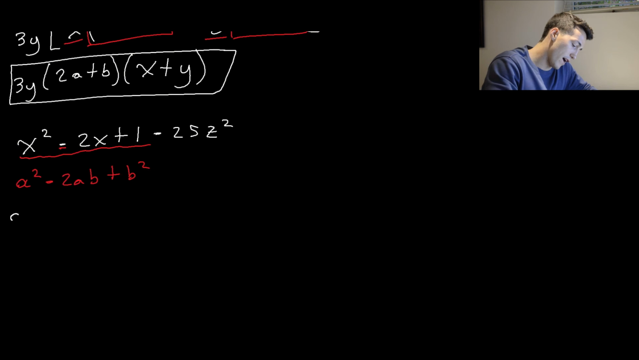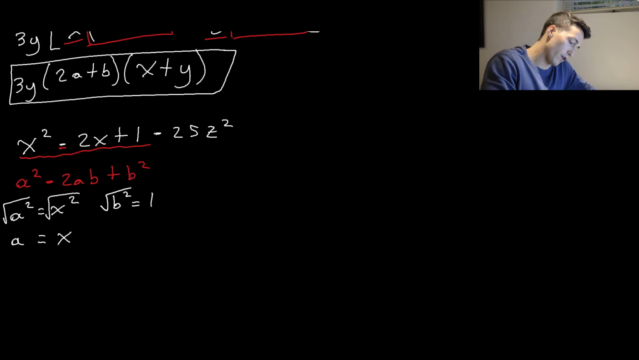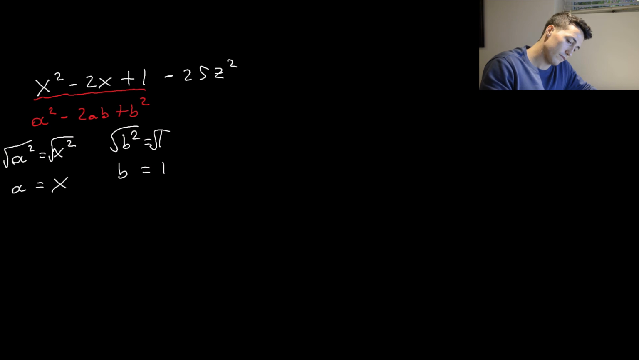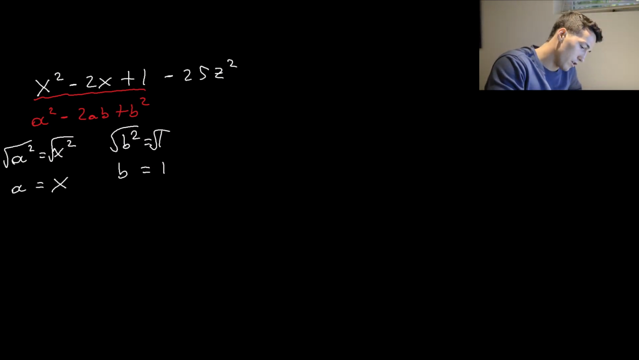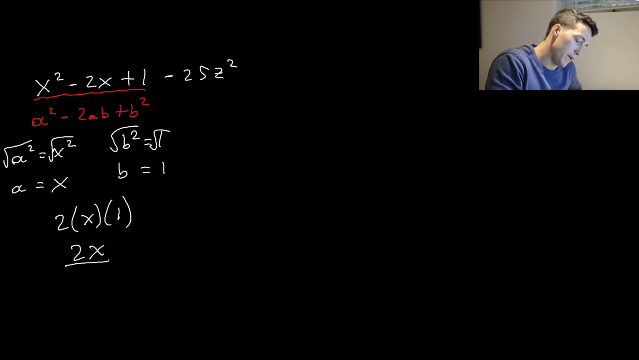So if we were to do that, we would say, okay, well, let's just say a squared is equal to x squared, and then the square root of a squared will be a, and the square root of x squared is going to be x. And next, we're going to have b squared is equal to 1, and the square root of b squared is just b, and the square root of 1 is just 1. Okay, now let's check our 2ab term. So our 2ab term is just going to be 2 multiplied by our a term, which is x, multiplied by our b term, which is 1. So that's going to be 2x. So that matches here, matches at negative 2x.